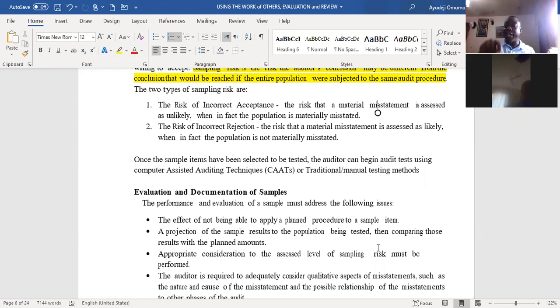So the risk of incorrect acceptance is the risk of accepting the results you got from that sample, accepting that material misstatement is unlikely, when in fact, if you had tested the whole remaining 70%, you would have had a different outcome. Now, the risk of incorrect rejection is just the other way around. That's the risk when you say that there's a material misstatement based on the sample you selected, whereas in fact the whole population is not materially misstated. So it's just a simple phrase: sampling risk is the risk that you accept what you are not supposed to accept, and the risk that you reject what you are not supposed to reject. So these are the two types of sampling risk: rejection and acceptance.